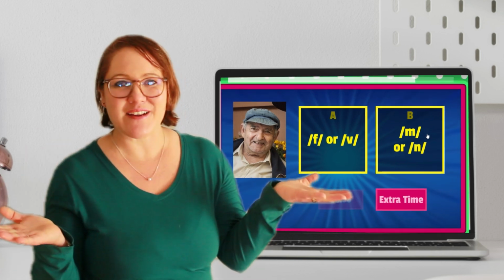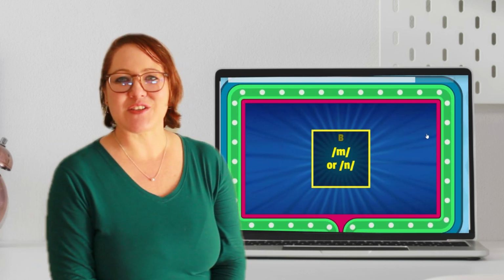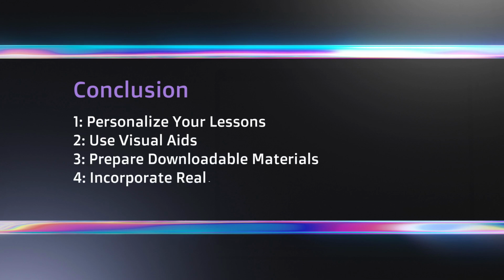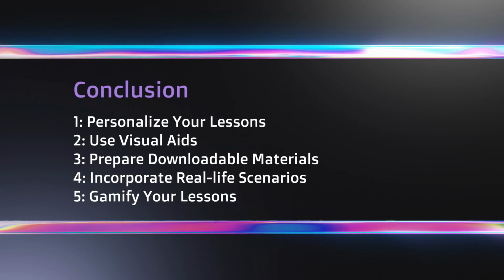So there you have it. 5 game-changing strategies to master lesson planning and content creation as an online English teacher. Number 1, personalize your lessons. Number 2, use visual aids. Number 3, provide downloadable materials. Number 4, incorporate real-life scenarios. And number 5, gamify your lessons. By doing this, you'll not only make your teaching more effective, but also make it more enjoyable for yourself and your students.